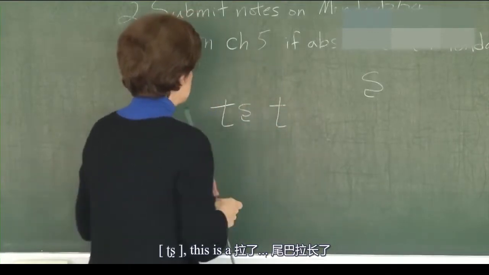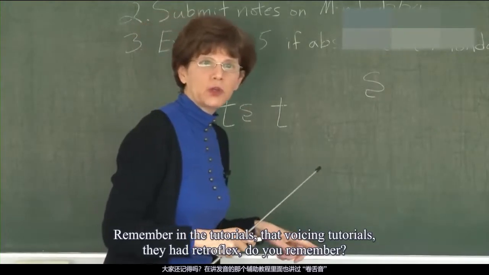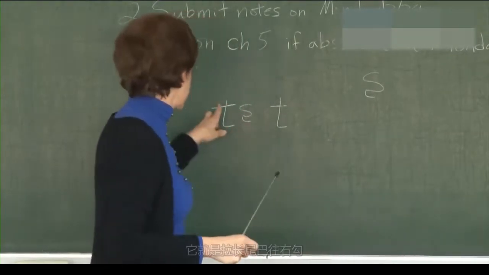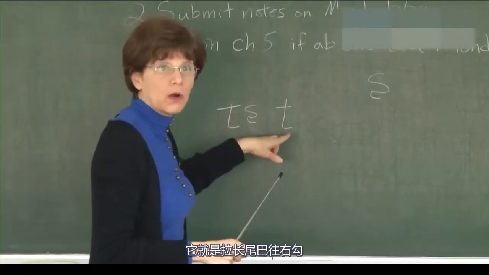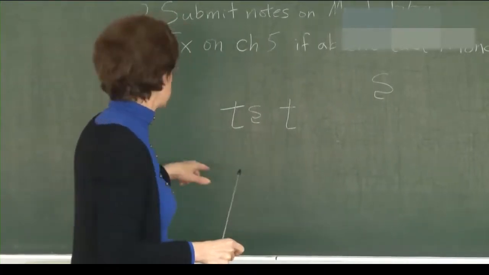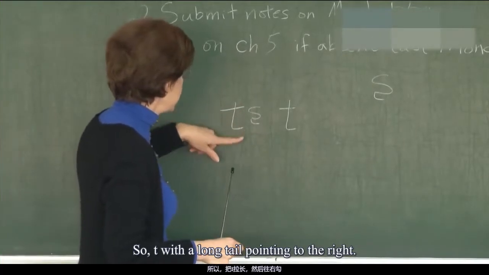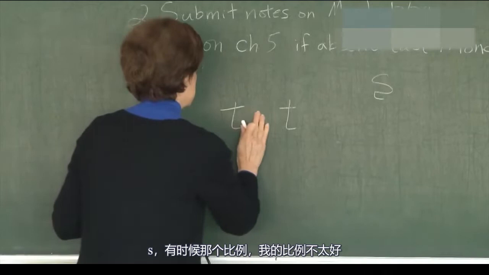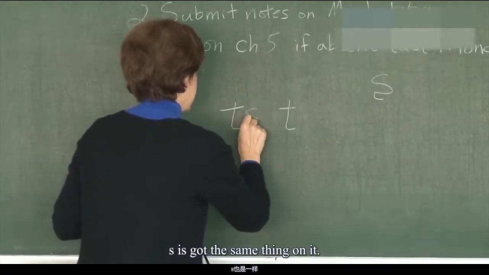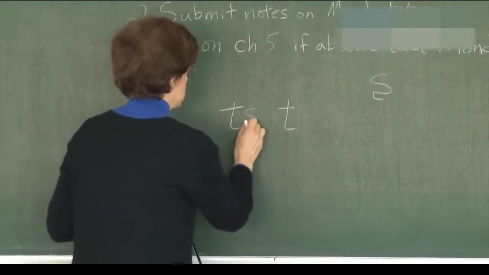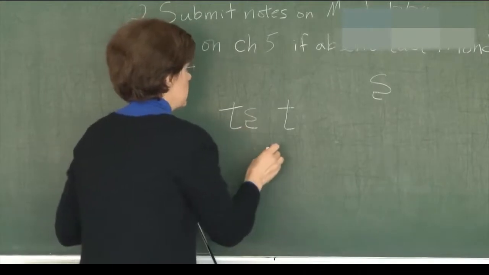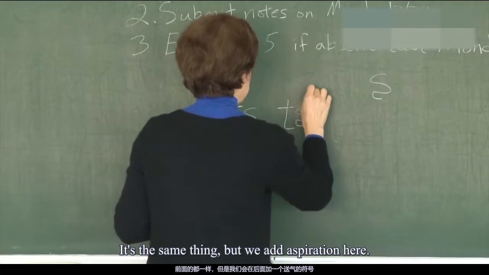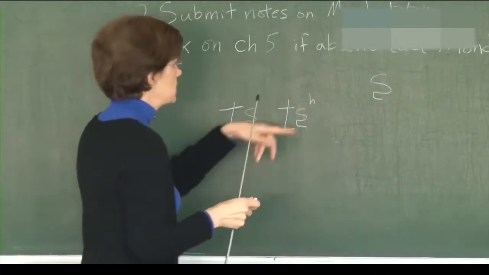This is a 拉了，尾巴拉长了。Remember in the tutorials, the voicing tutorials, they had retroflex. Do you remember? 它就是拉长尾巴往右勾。That's a retroflex. So T with a long tail pointing to the right. S. 有时候那个比例，我的比例不太好。S has got the same thing on it. Okay, so 往右勾。然后呢 ch, it's the same thing, but we add aspiration here.